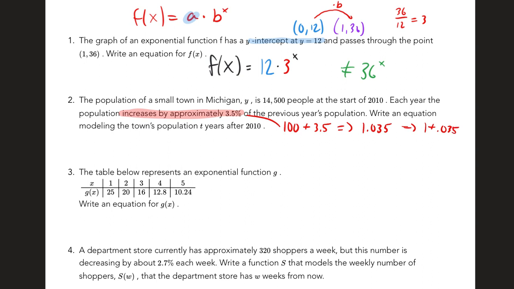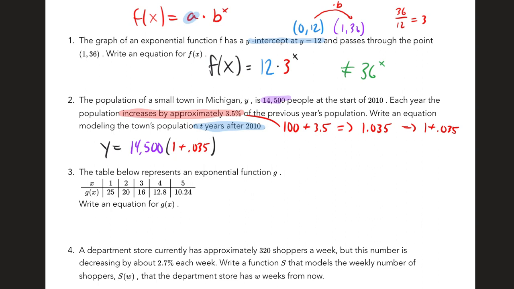Another thing I'm seeing here is this idea they want us to have kind of a new year 0, this t years after 2010. So we talked about this in class, how to make that work, but that'll be some little stuff going on in the exponent. And the other thing I see here is our starting value. So the population is y, so y equals, instead of something like p of t, it's just y equals. So our 14,500, small town, times 1 plus, so the 100% that we have, plus 3.5%, so it should be 0.035, very common mistake.